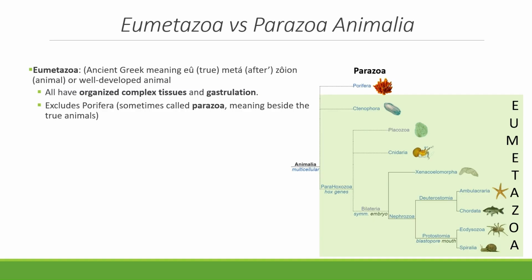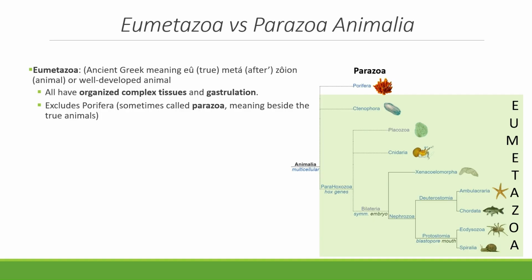What scientists mean by this is that all members of this group have organized complex tissues and go through a process we'll describe in the coming slides called gastrulation. And that's what we usually associate when, even in day-to-day observations, we conclude, is this an animal or is this not an animal? While Porifera are considered animals, they're not considered to be the quote unquote true animals, or eumetazoa.